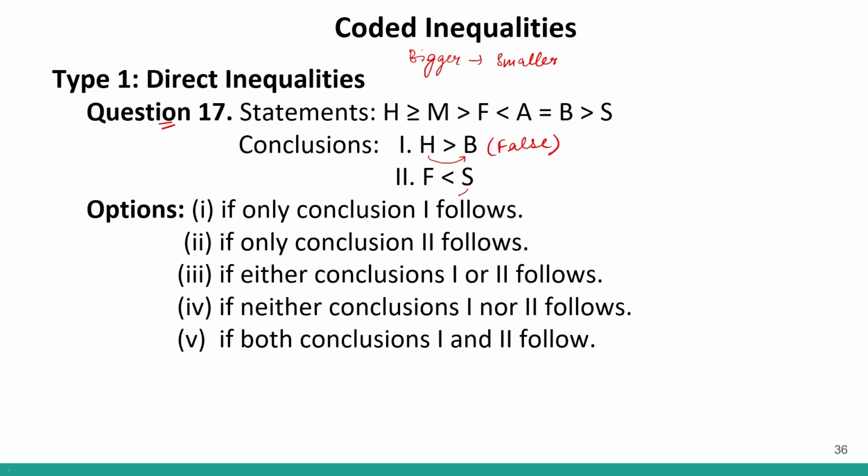Second is S is greater than F. So we will move from S to F. So S is over here. In front of S, we have a small door. So can we proceed further? No. So this is also false. We cannot determine the relationship between S and F. Okay. So my answer will be neither conclusion 1 nor conclusion 2 is true, which is option number 4. So option number 4 will be my answer. Am I clear?